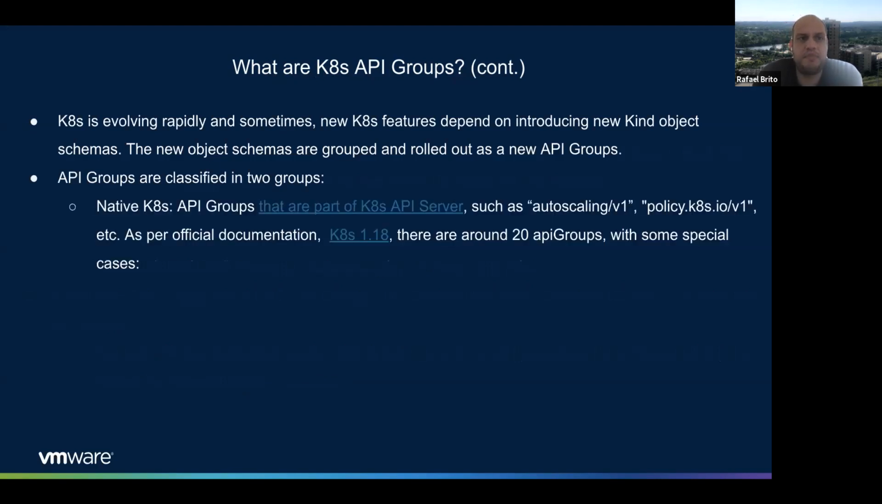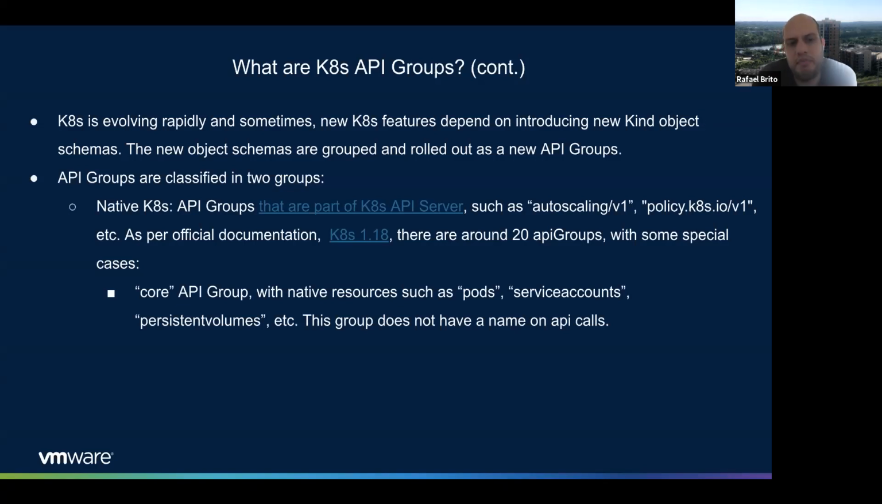So there are two types of API groups. The native Kubernetes ones are baked into the API server, right? And the usual suspects: autoscaling, policies, scheduling, apps, and so on. I took a quick look at the 1.18 API server source code. There's around 20 API groups, right? There's some special cases on API groups.